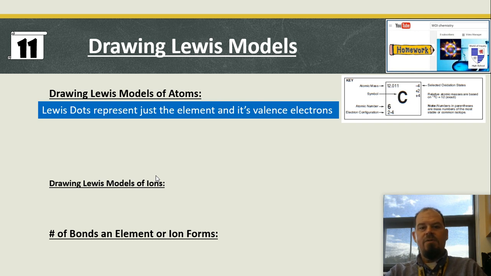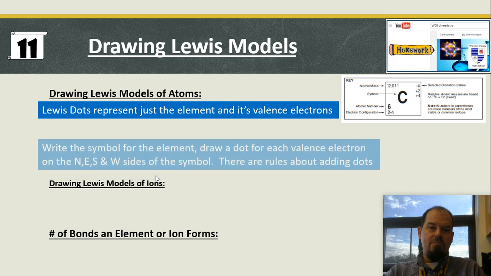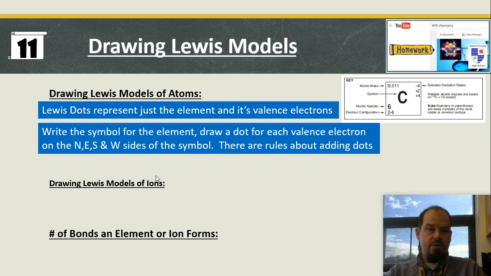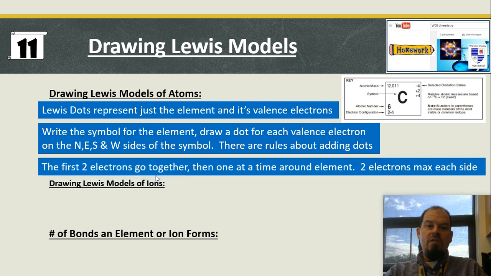Okay, so a Lewis dot represents just the element and its valence electrons, because that's what we really need to know about as far as how it's going to bond, and that's coming up in 2 units. So we're going to write the symbol for the element, and then we're going to draw a dot for each of its valence electrons. They're going to be on the north, east, south, and west sides of the symbol, and there are rules to adding the dots. The first 2 go together, and then they go one at a time around the bus. 2 electrons max on each side. They want a pair. Okay, every electron wants a buddy.